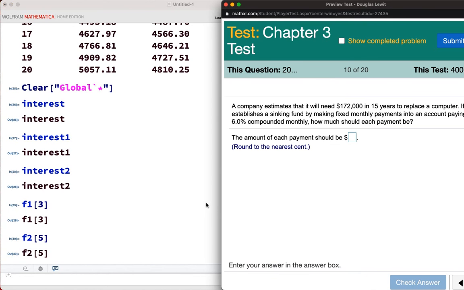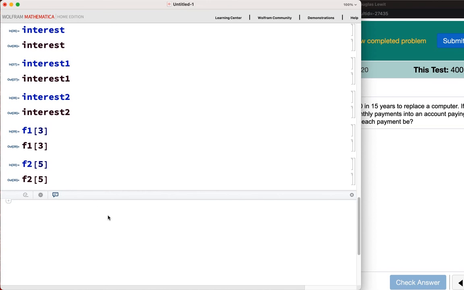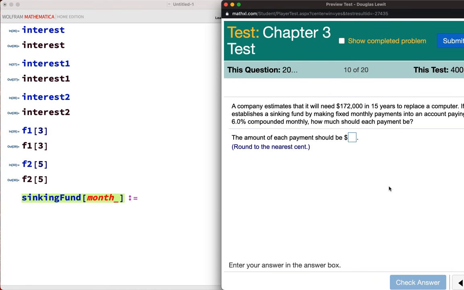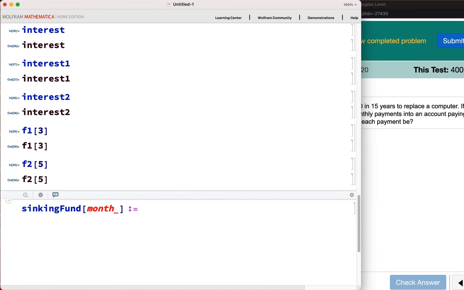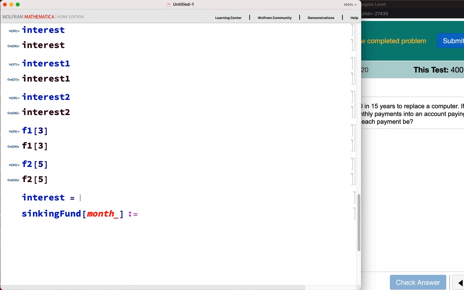All right. So here I'm going to say sinking fund month is equal to, let's see, my interest is 1 plus 6 divided by 1200.